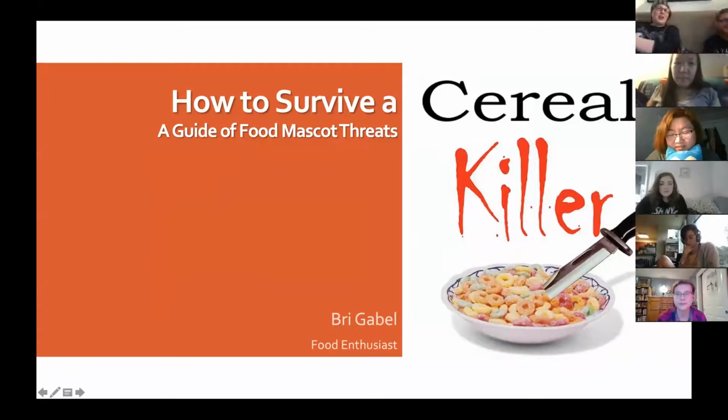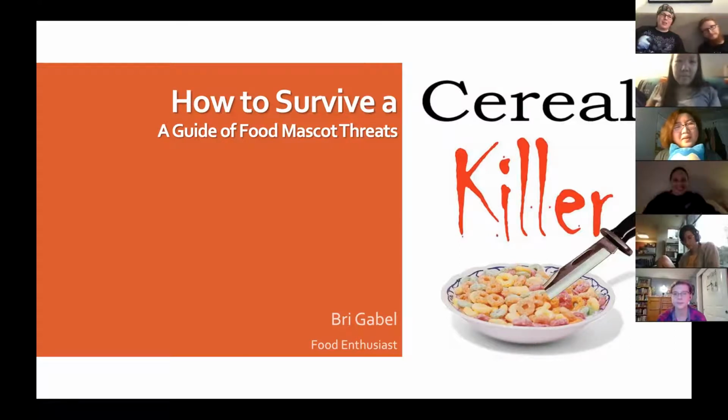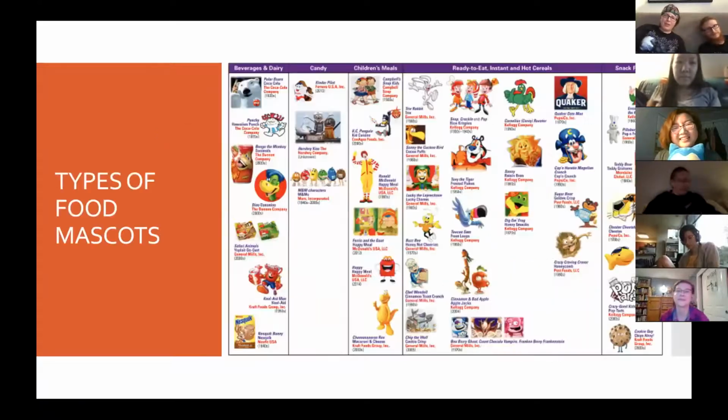I'm ready. Let's go. I'm gonna teach you guys how to survive a serial killer, a guide of how to actually survive food mascot threats. Don't be fooled by their cute appearance. They are actually deadly evil monsters who need to be feared. There are many types of food mascots, and this chart I found kind of divvies them up based on beverages, candy, children meals, ready-to-eat, and snack foods. Don't follow this. It doesn't tell you anything. You need to look at what kind of category they actually fall in. And I have divided them into a number of categories.